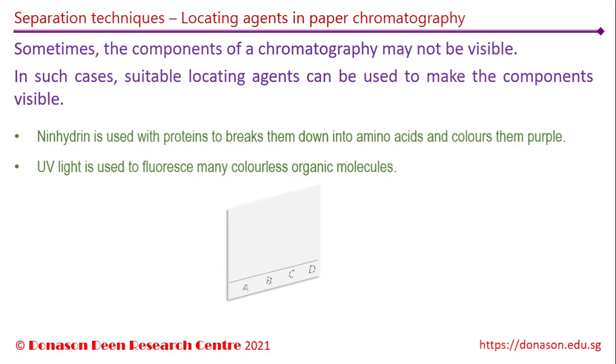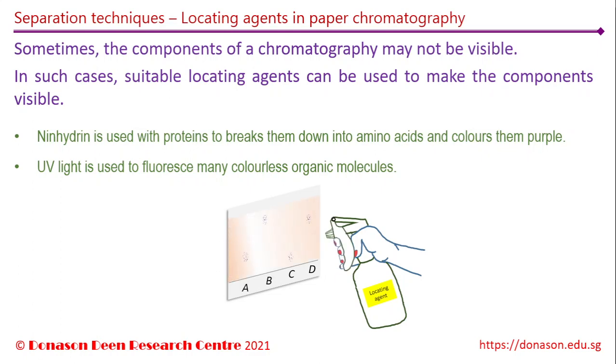Let's say we have developed this chromatogram with 4 different specimens. After they are completely dried, we can spray the locating agent onto the chromatogram paper. After a while, we can notice that the spots on the chromatogram begin to appear and become visible so that we can perform our analysis. This is the reason why we use locating agents to locate the positions of invisible dyes in chromatography by making them visible.